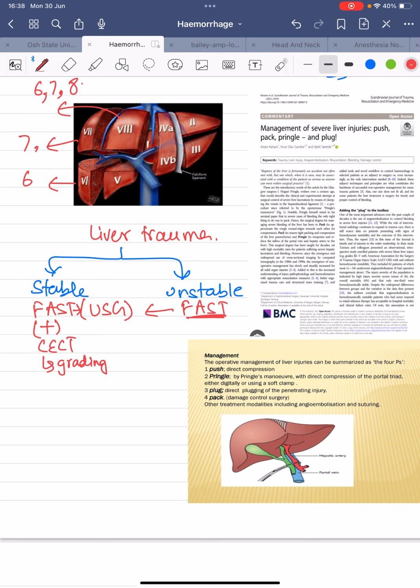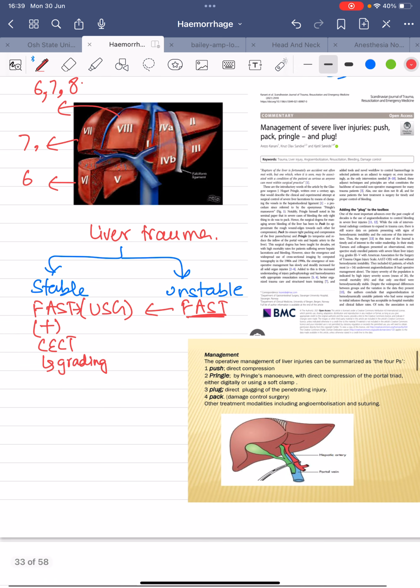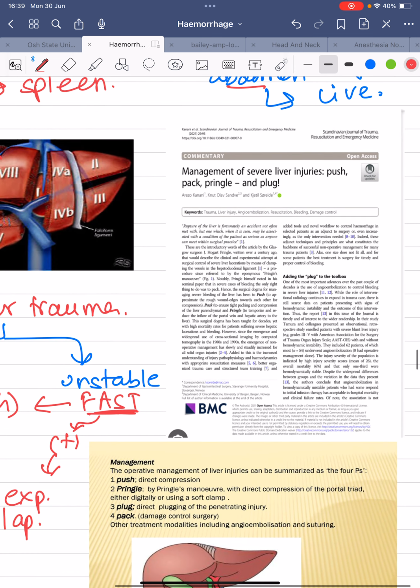If the patient is unstable and FAST becomes positive, then again you will go for what? Exploratory laparotomy. Okay, so whenever a patient comes to you with severe liver injuries, please remember the mnemonic for management is 4 P's. So what is 4 P's? One is push, second is pack, third is plug, and fourth is the Pringle's maneuver.